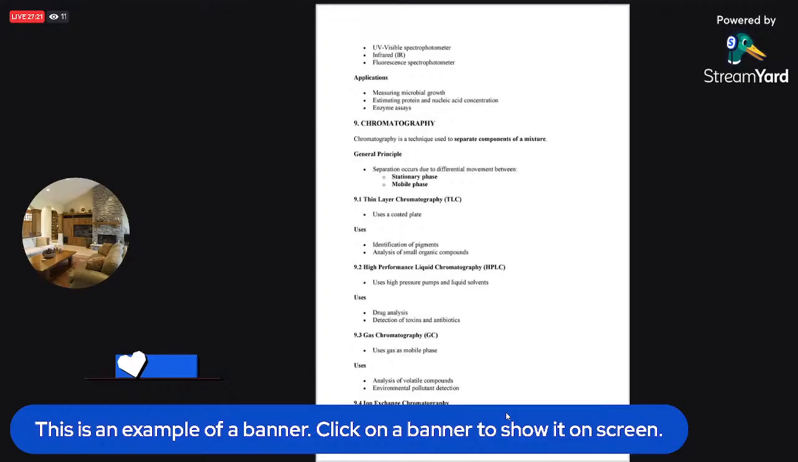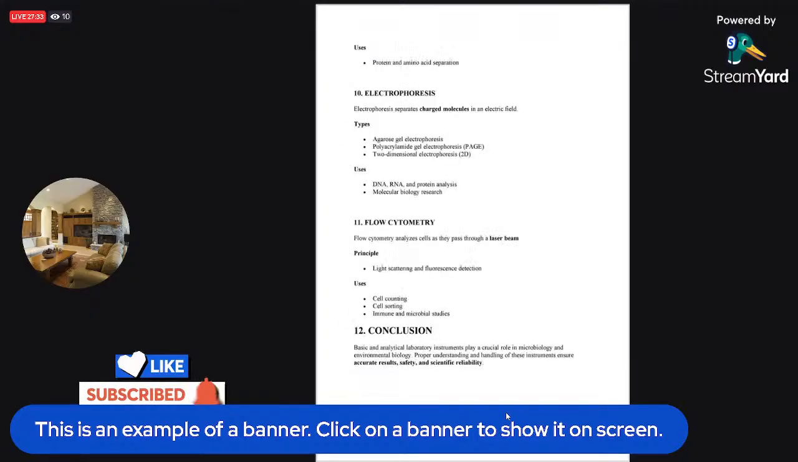We have thin layer chromatography, which is called the TLC. The second one is HPLC, gas chromatography, and ion exchange chromatography. So the next instrument we will also have to look at is electrophoresis. We actually need this in the molecular laboratory. We can't do without that.